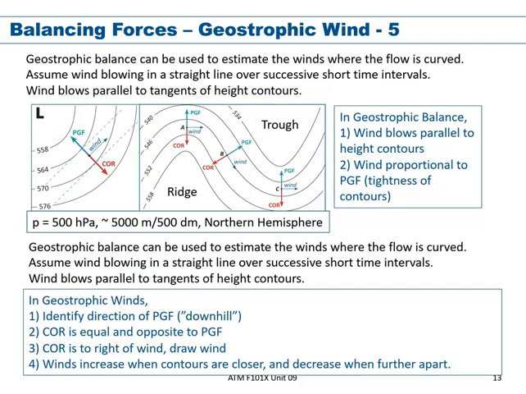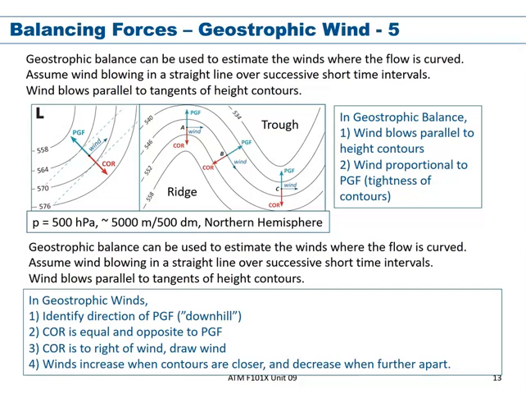A trough, where the contours dip equatorward, has a lower pressure on the poleward side, pushing the contours equatorward. The pressure gradient force points equatorward, the Coriolis force points poleward, and the forces, again, are equal in magnitude.